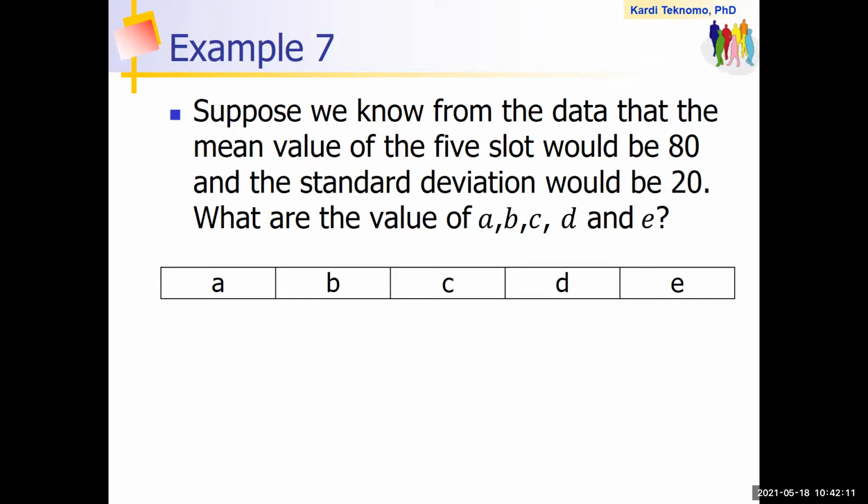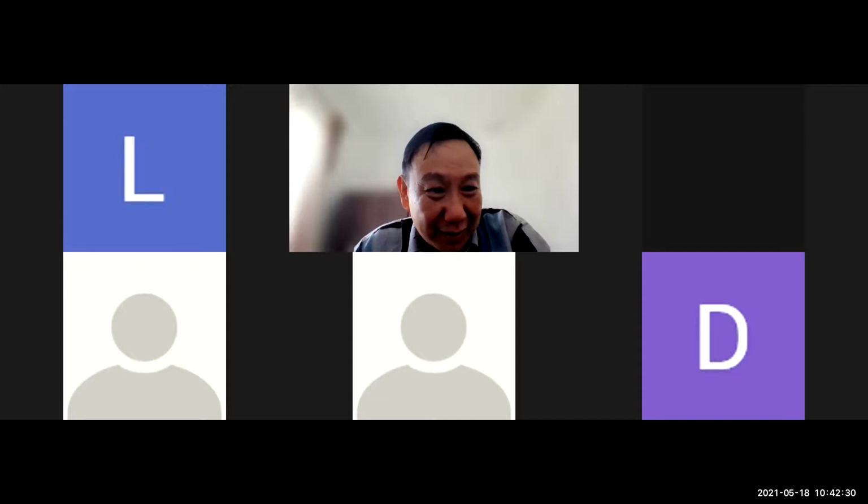Mean value of the first slot will be 80, and standard deviation will be 20. What is the value of A, B, C, D, and E? Can you solve this? Anyone? Can I try it one more time just to make sure? You try it on your own. I want to see someone else.